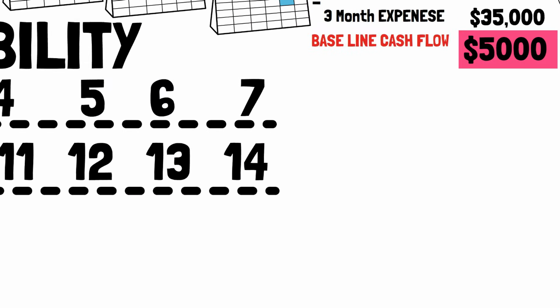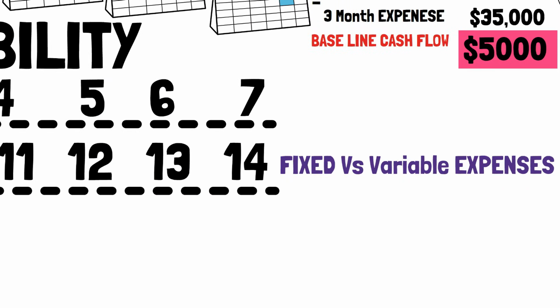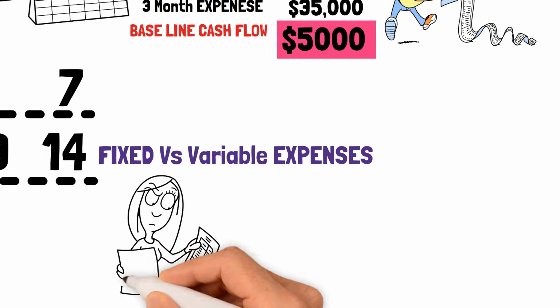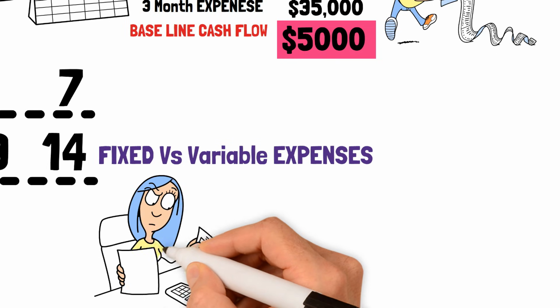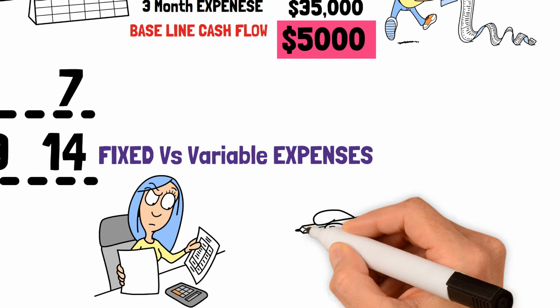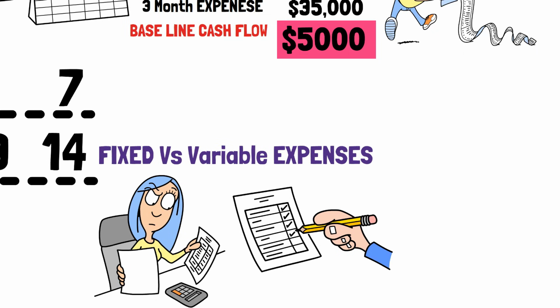Week 2 is about identifying fixed versus variable expenses. Fixed expenses are costs that do not change much month to month, such as rent, insurance, subscriptions, and loan payments. Variable expenses fluctuate, such as marketing, shipping, utilities, freelance help, or inventory purchases. Highlight every fixed cost in one color and variable costs in another.